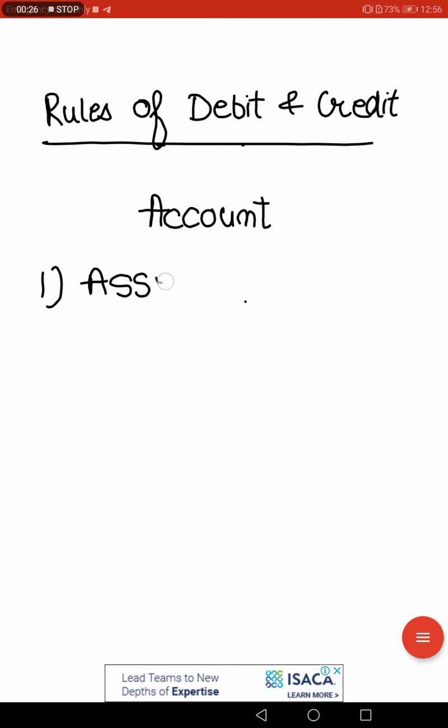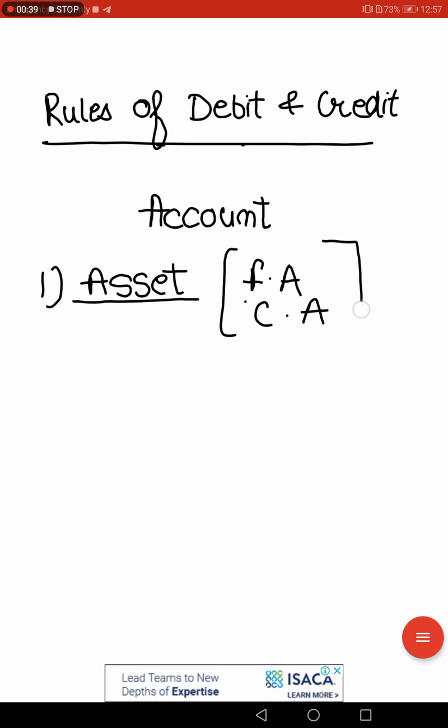Now asset means, it includes both the fixed assets like furniture, building, machinery. It includes current assets also, like your debtors, cash. For every fixed asset and current asset you will use this rule. Whenever there is increase in the asset, you will debit the asset account. Whenever there is decrease in the asset, you will credit the account.